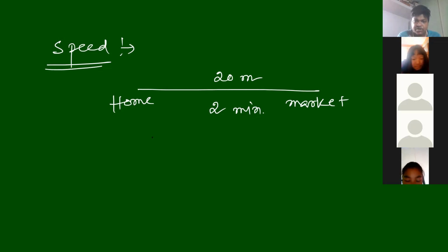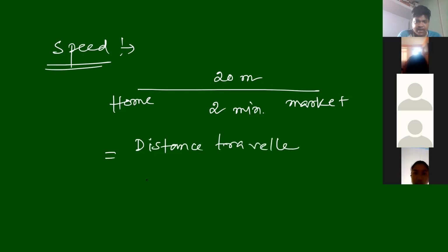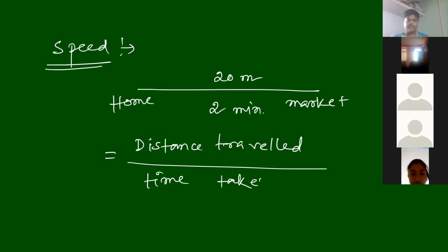So what will be the expression of speed? Speed is equal to distance traveled divided by the time taken, right? Speed is defined by the distance traveled divided by the time taken. Now in the example I have taken, I am going to the market from my home, the distance is 20 meter, and I am covering that distance in 2 minutes, right?